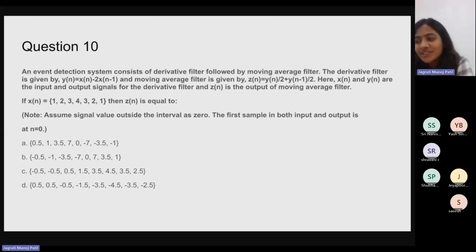So an event detection system consists of a derivative filter followed by a moving average filter. The derivative filter is given to us like this, and the average filter is given by this, both input and output. Assume the signal value outside the interval is 0. So we do not have anything outside this one, and assume that it's starting from 0 at n equals 1. So the first sample in both input and output is at n equals 0. That is this one.